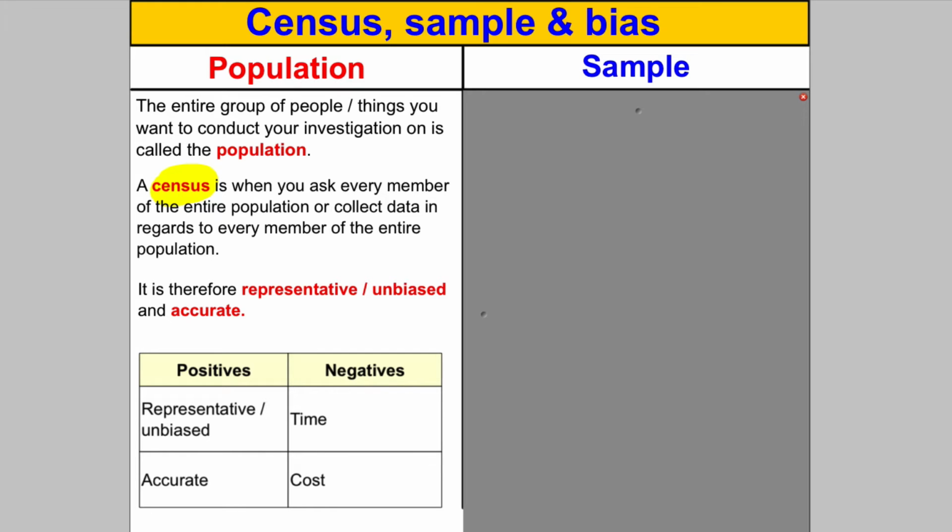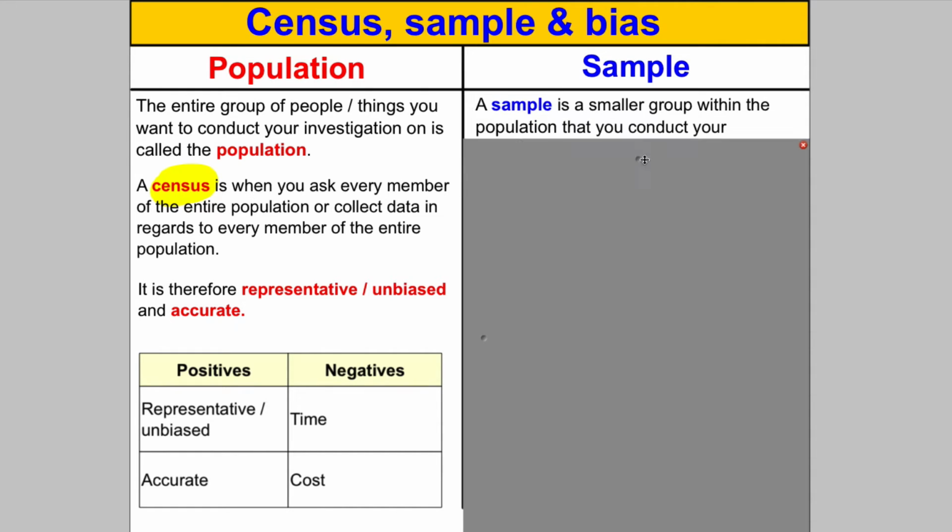And in the UK, sometimes the government conducts a census where they ask every single person in the UK information about where they live and their names and their ages, etc. That's a census. Now, the key thing about a census is it is representative and unbiased, and it should be accurate. There is no bias because you ask everyone in the population, so the results you get would reflect the whole population.